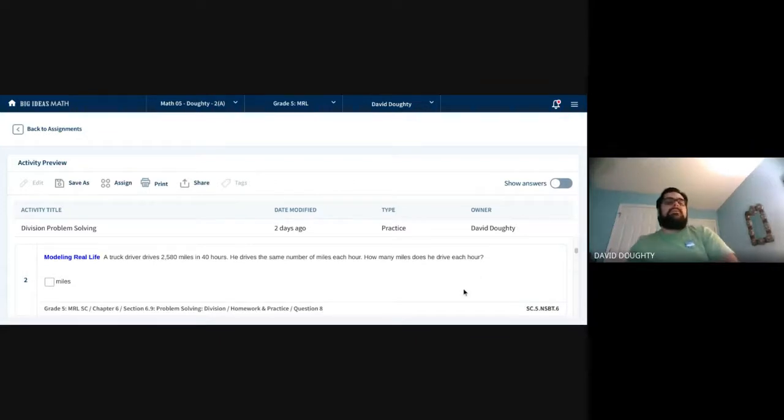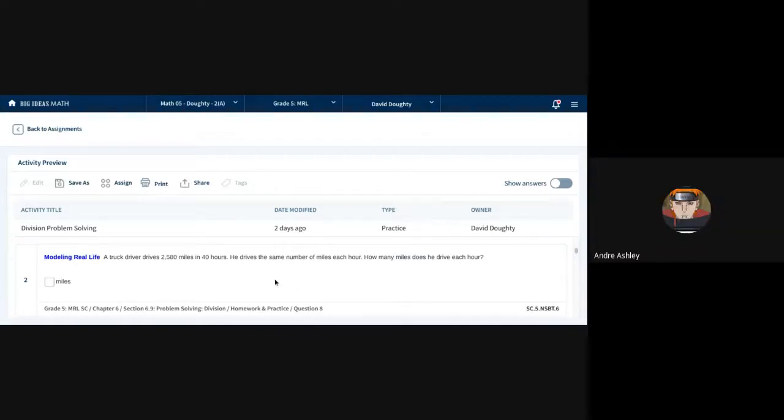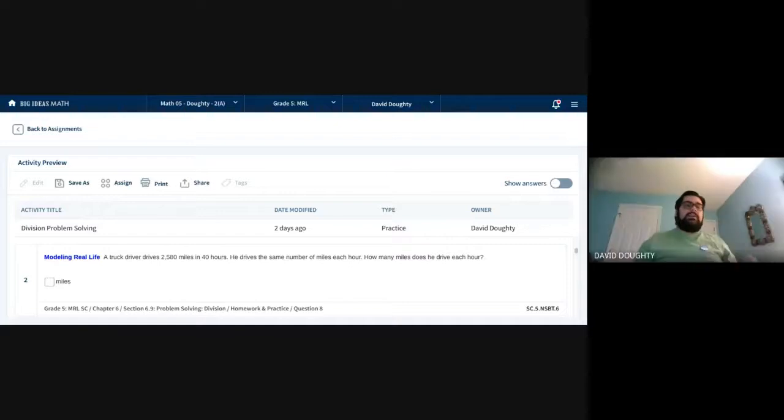So who can unmute themselves and tell me how would you set your problem up? What would it look like for this problem? 2,580 would be in the house and 40 would be out of the house. Very good. 2,580 miles, that's going to be inside the house, your dividend, and 40 would be outside. Then you just follow the steps for dividing by two-digit divisors.